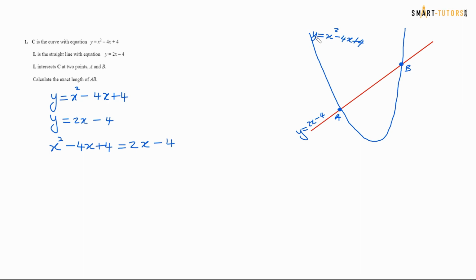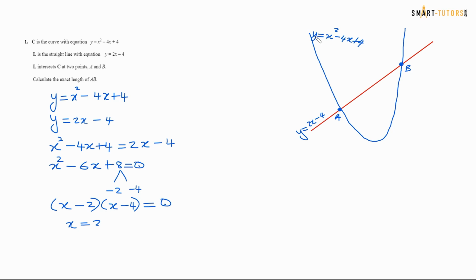So bring everything to one side. So x squared minus 6x plus 8 equals 0. If you can factorize, two numbers need to be multiplied to get 8 and added to get minus 6. So the factors are minus 2 and minus 4. So x minus 2 and x minus 4 are the factors of this equation. So x can be 2, x can be 4.